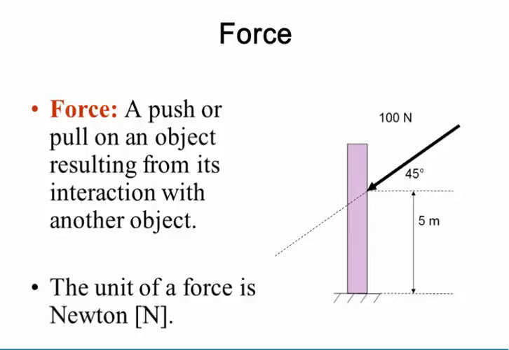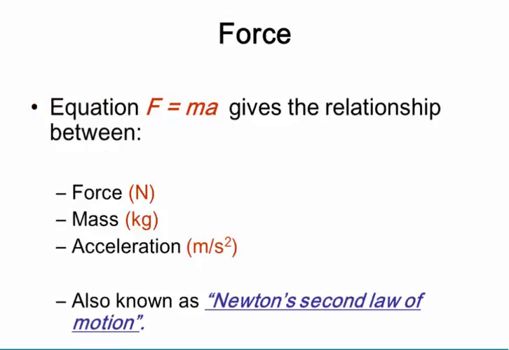Now, in this case, the force here is at 45 degrees to the object. So as we'll get later on, we're going to see that we would then split that up into a vertical force and a horizontal force. The equation for force equals mass times acceleration. Newton's second law of motion. So the newton is based on the mass in kilograms.